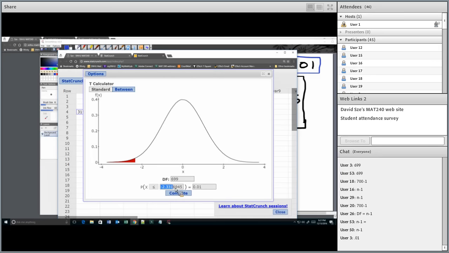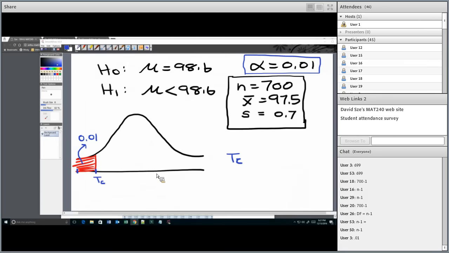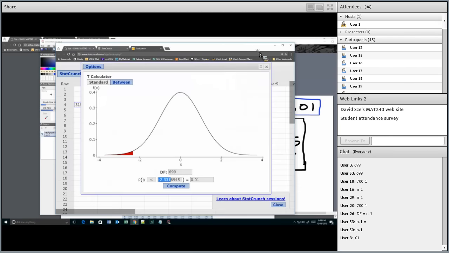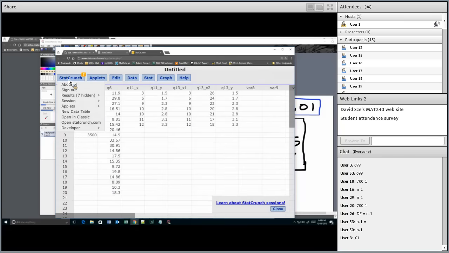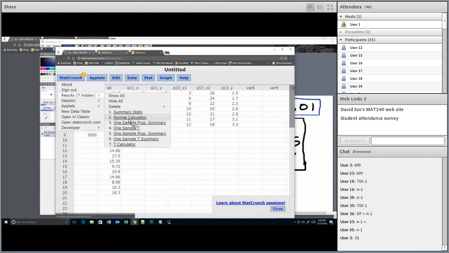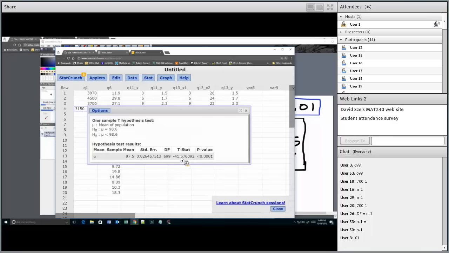So here's the answer, minus 2.332. And look, the area highlighted matches the area that I said we're going to have on the left side. So this T critical came out to be negative 2.332. See that? And so if this is negative 2.332, then look at this T that we found from the hypothesis test, which I closed now, but it's right here. See, we found the T statistic, negative 41.576.